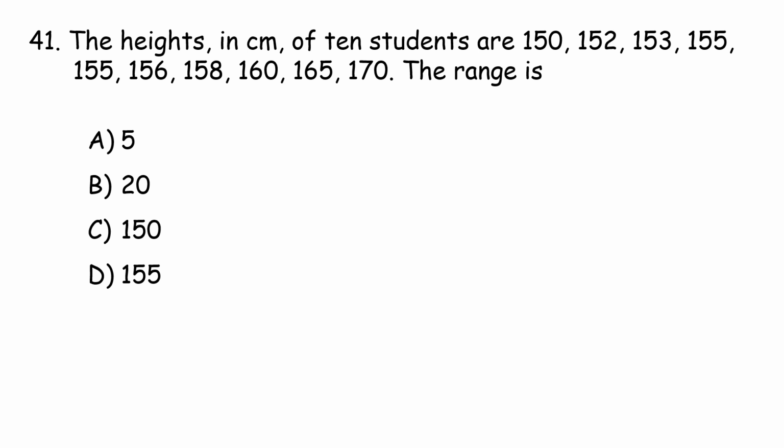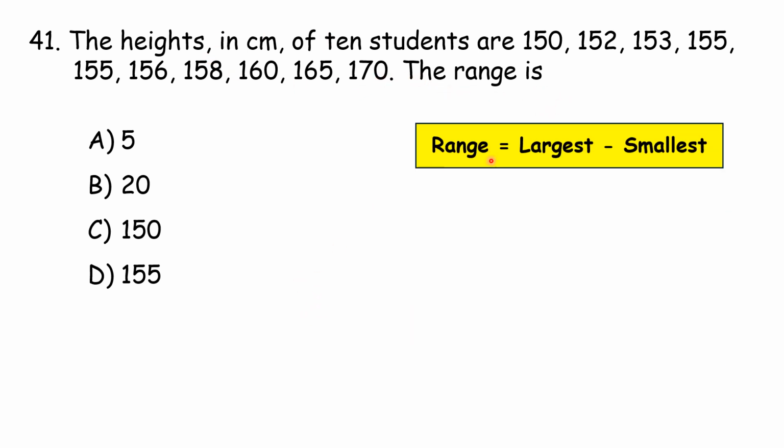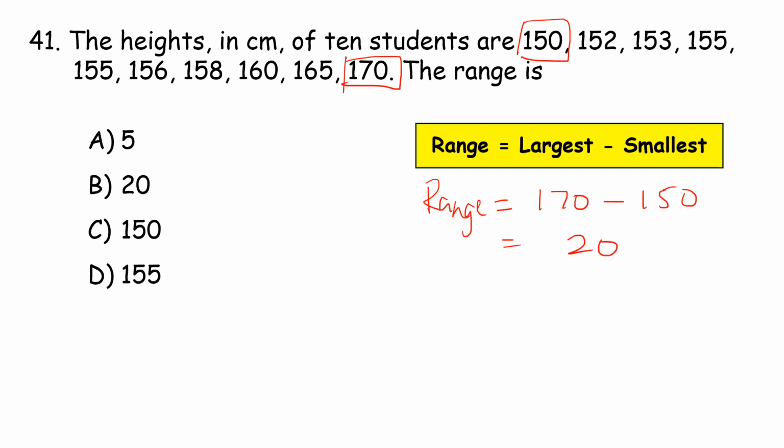Question 41. The heights in centimeters of 10 students are, and we have 10 different heights here. The range is, now the formula is, range is equal to the largest minus the smallest. The largest in this sample would be 170 and the smallest will be 150. So range equals largest 170 minus 150. So the answer is 20. That will be B.